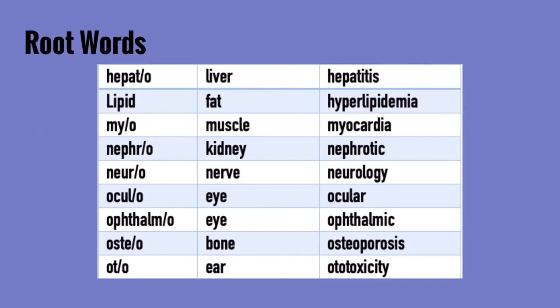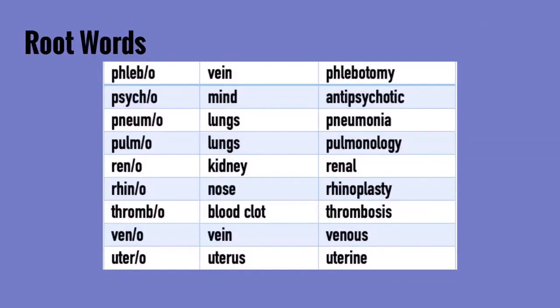Oculo is eye. Ophthalmo is also eye, so you may see ocular or ophthalmic. Osteo is bone, so osteoporosis or osteocytes would be a bone cell. Oto is ear, so ototoxicity would be a toxicity related to the ears. Phlebo, vein, so phlebotomy. Psycho would be related to the mind, so antipsychotic or psychiatry is a good example.